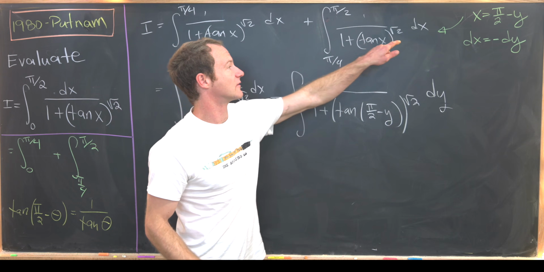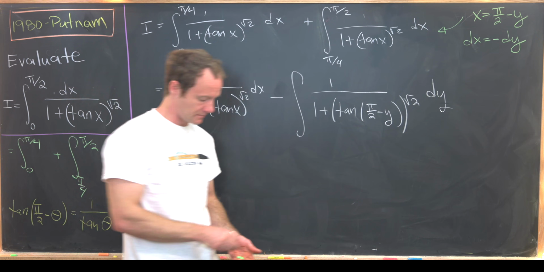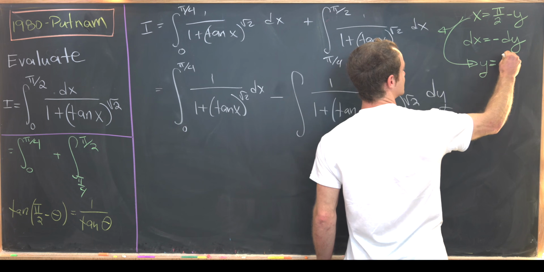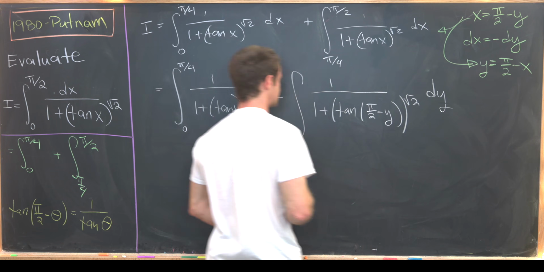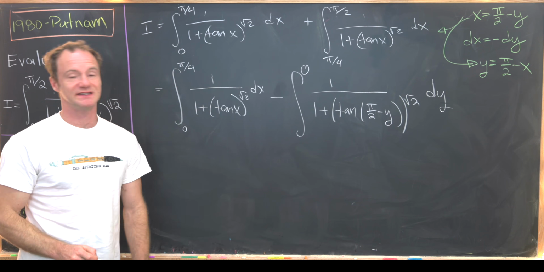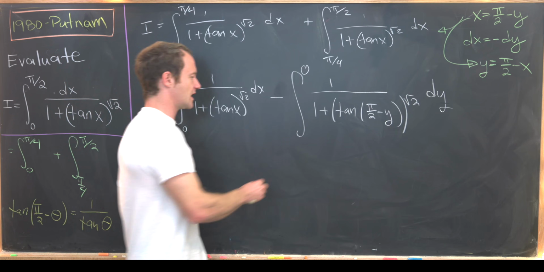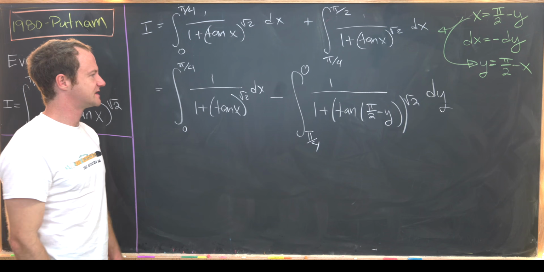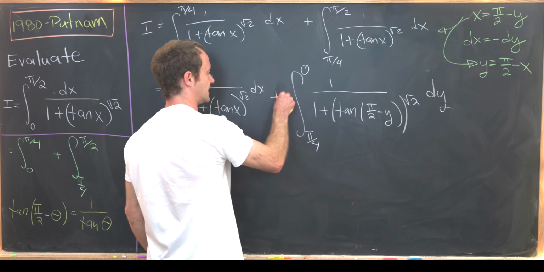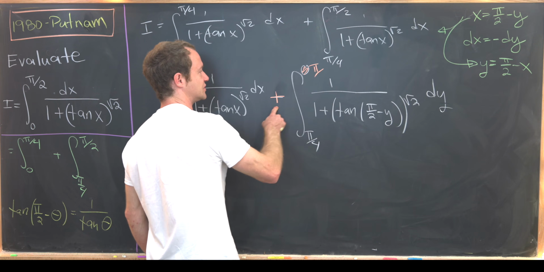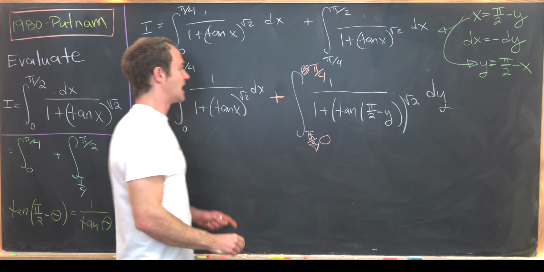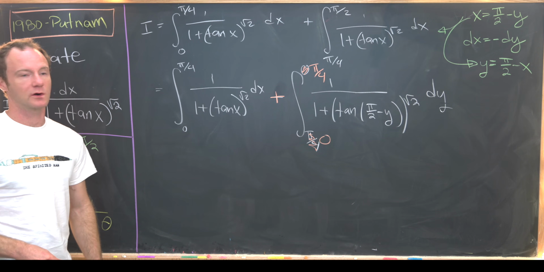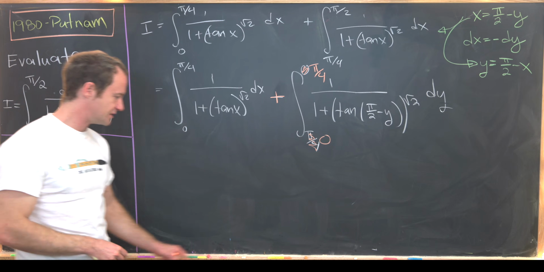When x is equal to pi over 2, y will be equal to 0, because we can just reverse this a little bit and see that y is equal to pi over 2 minus x. So that means my upper y bound is equal to 0. And then likewise, my lower y bound will be equal to pi over 4. But in order to simplify that a little bit, I can change the order of integration and change this minus to a plus. And now I've got two integrals that are evaluated from 0 to pi over 4. Okay, so now let's see what we can do from there.